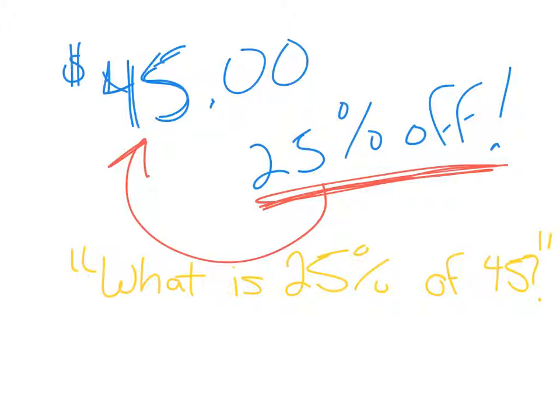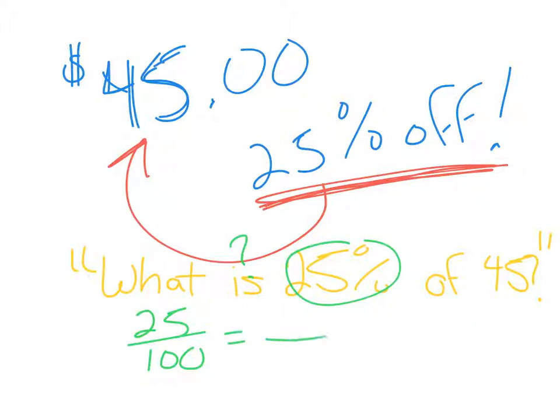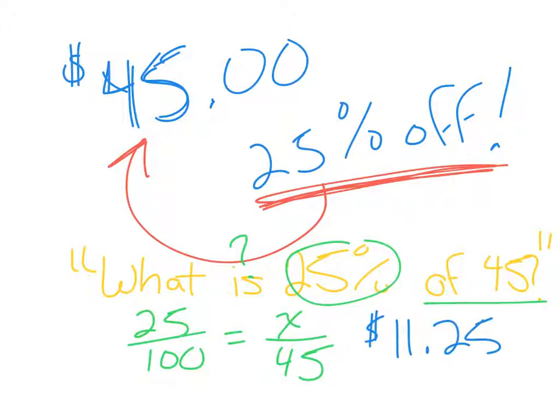Remember, we can solve that by saying 25 out of 100, as that's our percent. It's asking us for the is, so our is is going to be our x, and then it says of 45. So we can set it up exactly the way that we've done before. We take 25 times 45, and then divide by 100, and that tells us that 25% of $45 is $11.25.